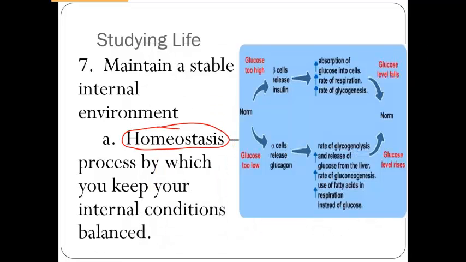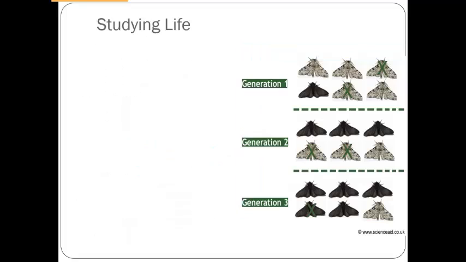This picture is showing insulin levels. So if your glucose gets too high, how does your body react to that? If your glucose levels get too low, how does your body react to that? All of which are trying to get back to normal, balanced. So homeostasis is the process of keeping your internal conditions balanced or at normal.